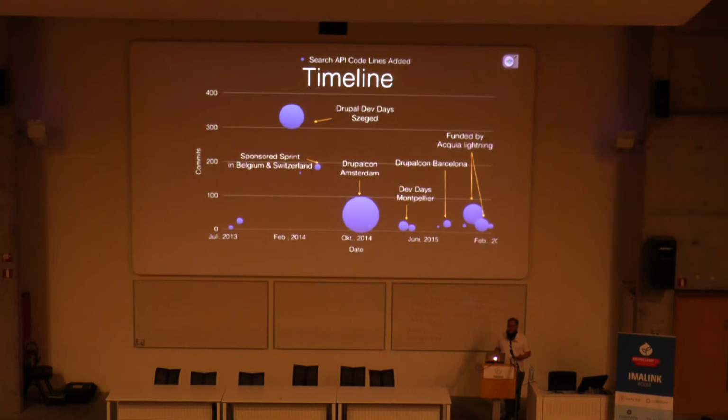Okay, so this chart starts in July 2013, which is quite a while ago. And you can see that the Drupal Dev Days in Szeged, that was insane. A lot of commits, a lot of code being added. DrupalCon Amsterdam, also a very big amount of code being added. Not as many commits as in Szeged, but more code being added.